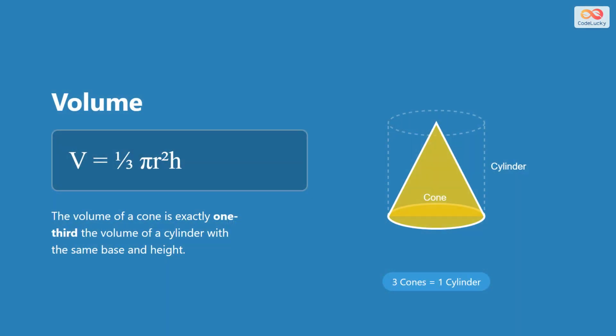The volume measures how much space is inside the cone. There is an interesting relationship between a cone and a cylinder. A cone's volume is exactly 1/3 of the volume of a cylinder with the same radius and height. Therefore, the formula is 1/3 times pi times r squared times h.